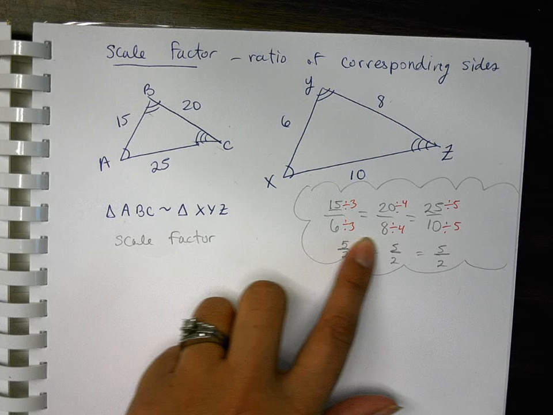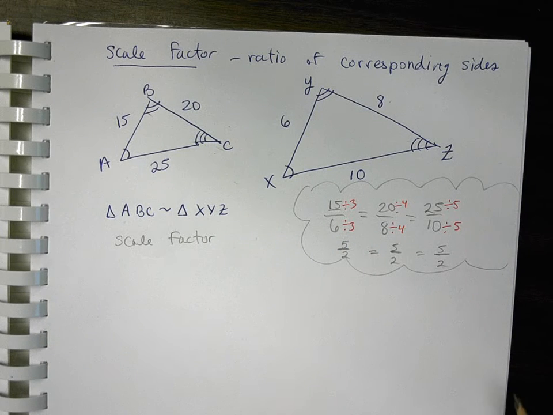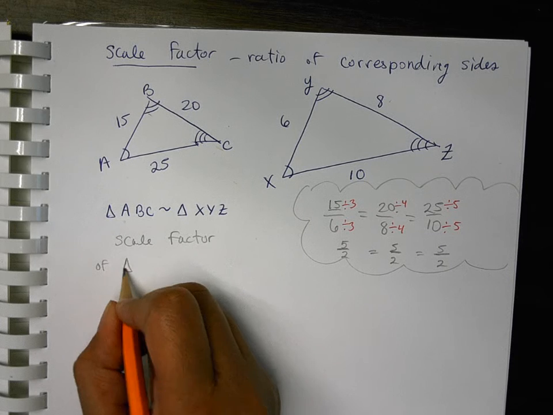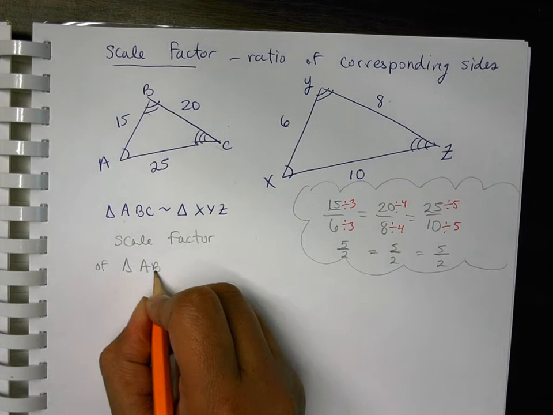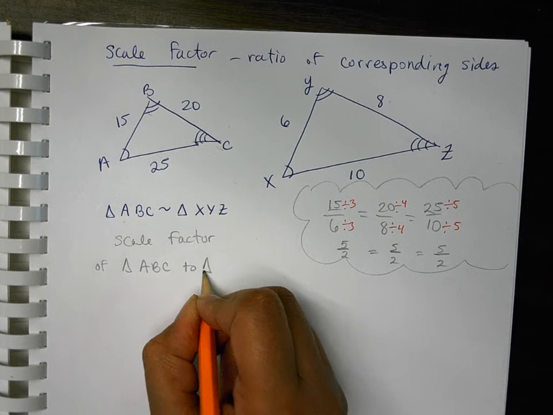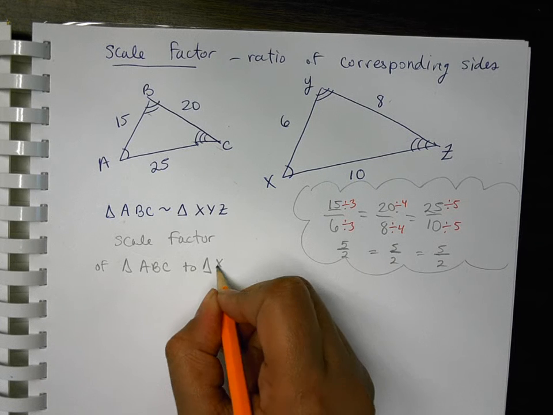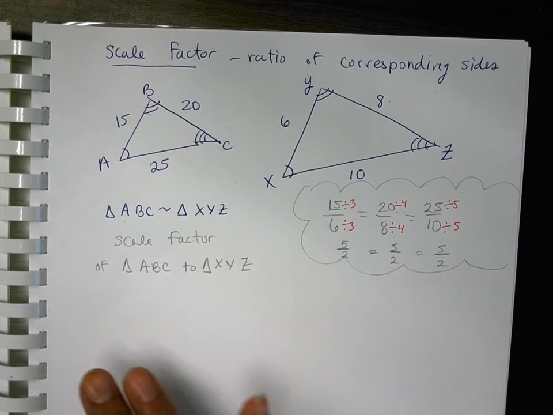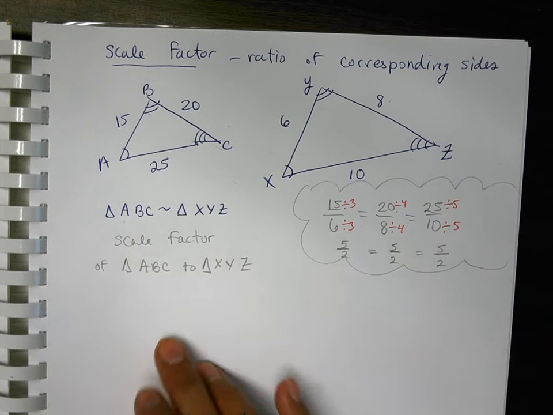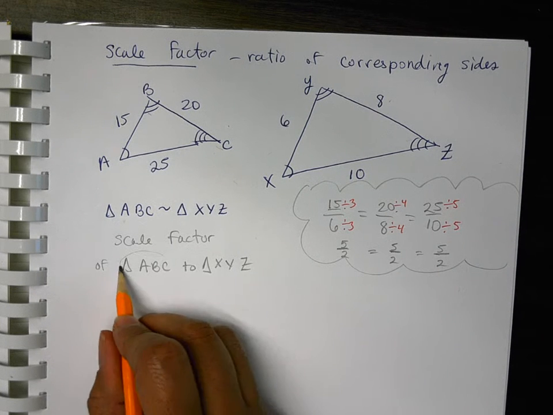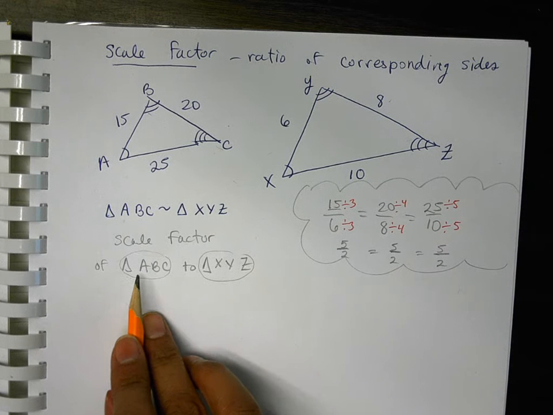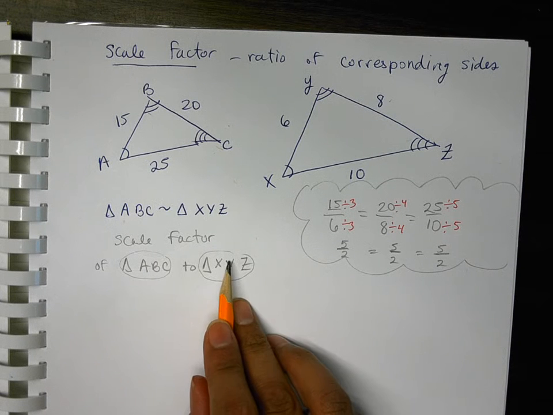All right, so what is the scale factor? Scale factor of triangle ABC to triangle XYZ. They will give you this statement of this triangle to this triangle, or small to large, or large to small. Whatever, this is going to be the numerator of your fraction, and this will be the denominator. So whatever comes before the 2 goes on top. What comes after the 2 goes on bottom.